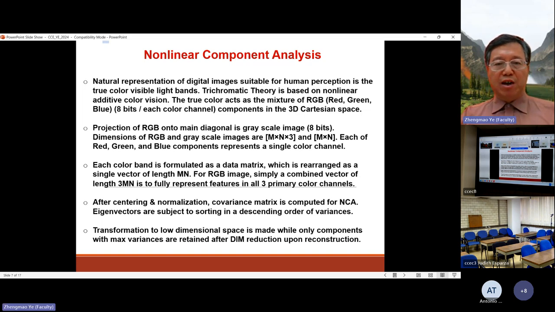Then after centering and normalization, the covariance matrix is computed for the PCA and for the NCA. Eigenvectors are sorted in descending order of variance. And at the last, the transformation to low dimensional space is made, where only the components with the maximum variance are retained after dimensionality reduction upon reconstruction. Okay.